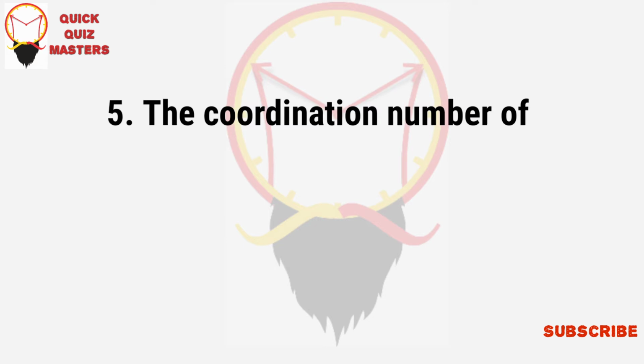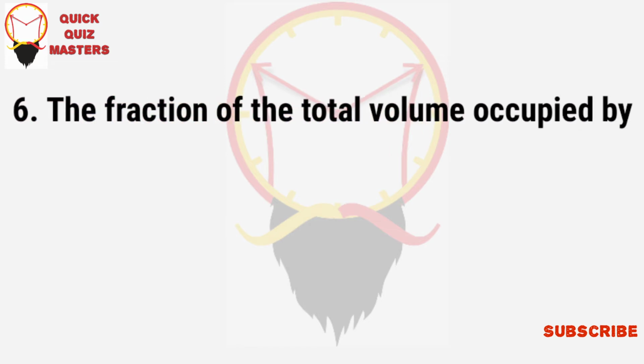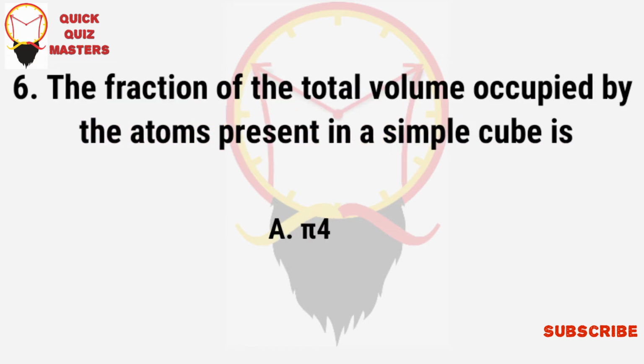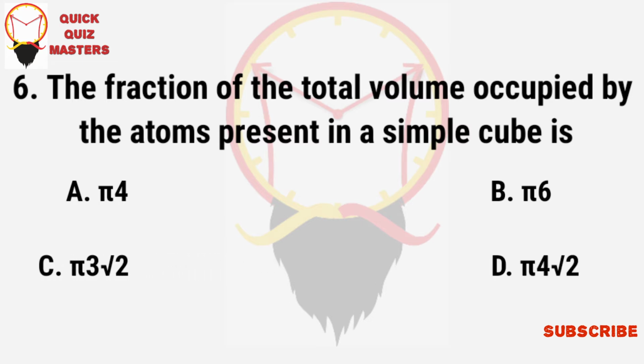The coordination number of Y in the XY type of crystal will be 4, 8, 12, 6. The fraction of the total volume occupied by the atoms present in a simple cube is pi/4, pi/6, pi/(3√2), pi/(4√2).